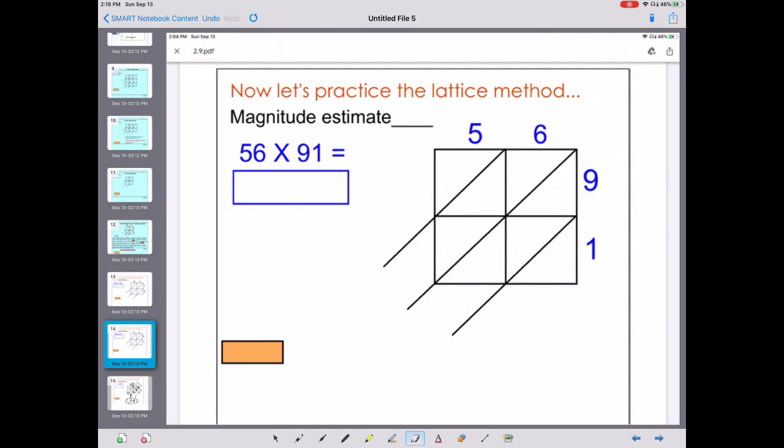Let's do our magnitude estimate first. 56 would be closest to 60. 91 would be closest to 90. 9 times 6 is 54. And I have 2 zeros. So my answer should be close to 5,400.